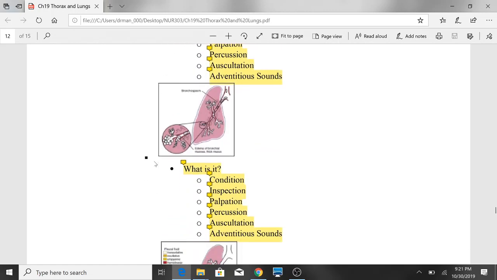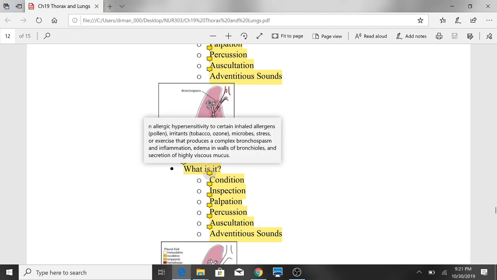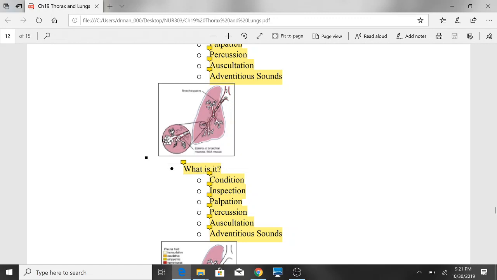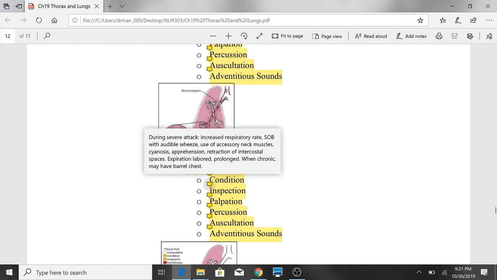What is this? It said asthma, you're correct. What's the condition of asthma? Allergic hypersensitivity to a variety of things like allergens, irritants, emotional stress, exercise. If we inspected asthma, during a severe attack: increased respiratory rate, shortness of breath, audible wheeze, use of accessory neck muscles, cyanosis, apprehension, retracted intercostal spaces, expiration labored and prolonged. When chronic, may have barrel chest.